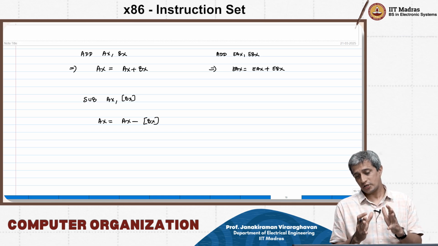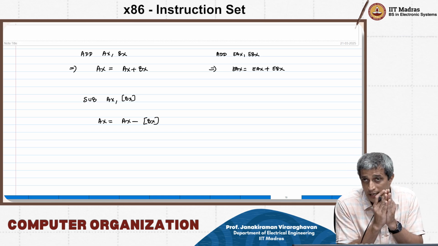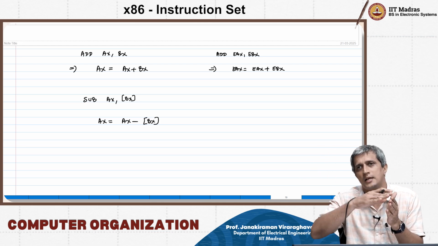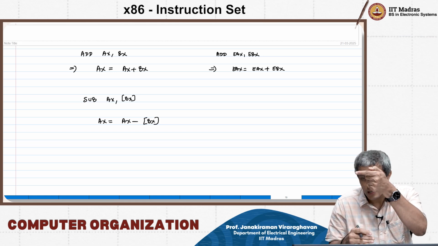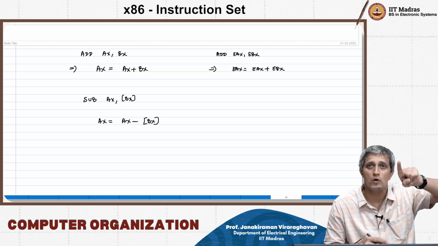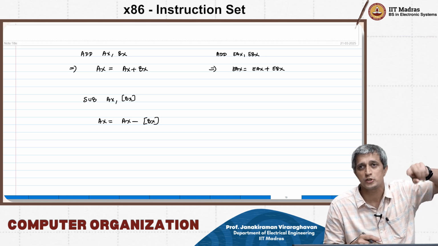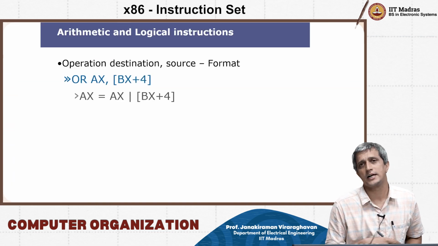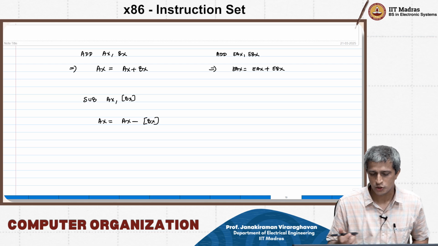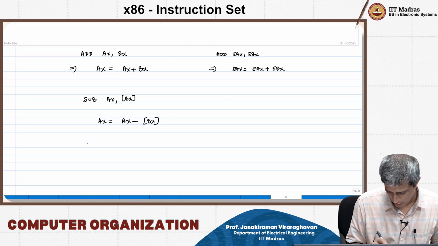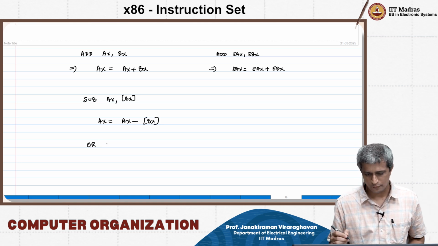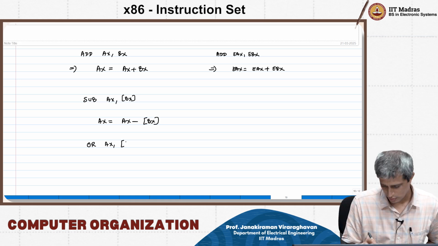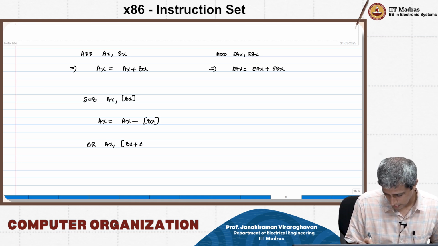So this operation is: take the value of BX, treat it as an address, put it on the address bus, get that data from memory and subtract it from AX using the ALU, and replace the value of AX with this new answer. Then, for example, instead of subtract, I could do a logical OR operation. So I will say OR of AX comma contents of BX plus 4.